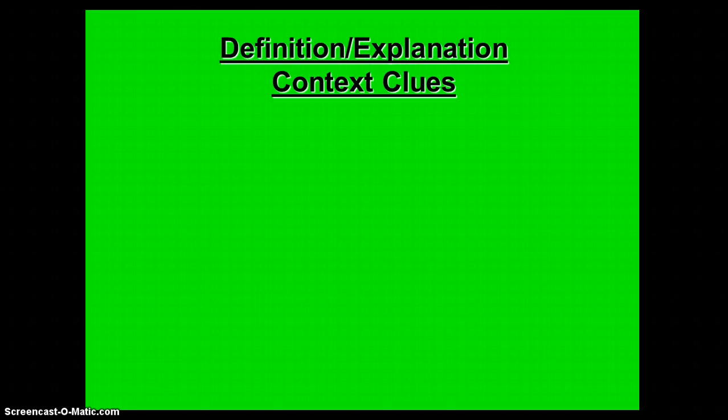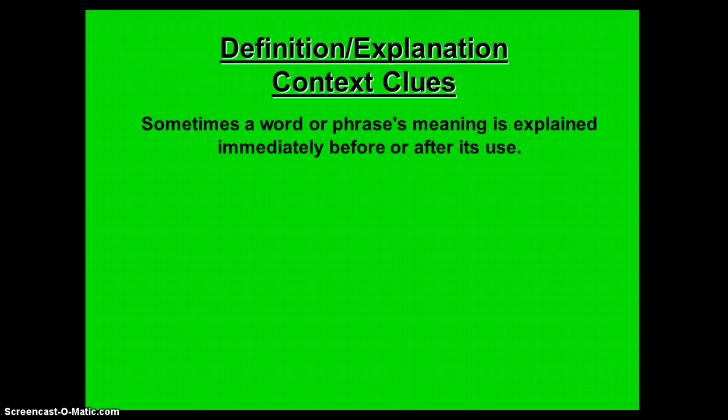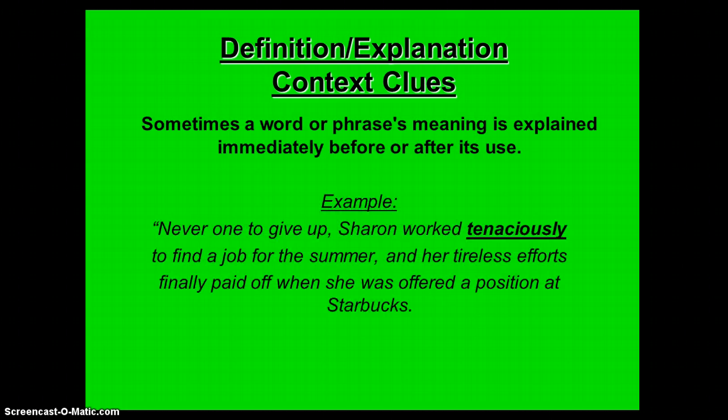I would start off by then talking to students about the various types of context clues that they might use when they are reading. The first example I would give them is a context clue where the text offers them the definition or an explanation of the word within the passage. And I'd show them an example of what that might look like. This example shows them how the word tenaciously is defined and explained within the passage, helping them to determine the meaning of that word. Never one to give up, Sharon worked tenaciously to find a job for the summer, and her tireless efforts finally paid off when she was offered a position at Starbucks.